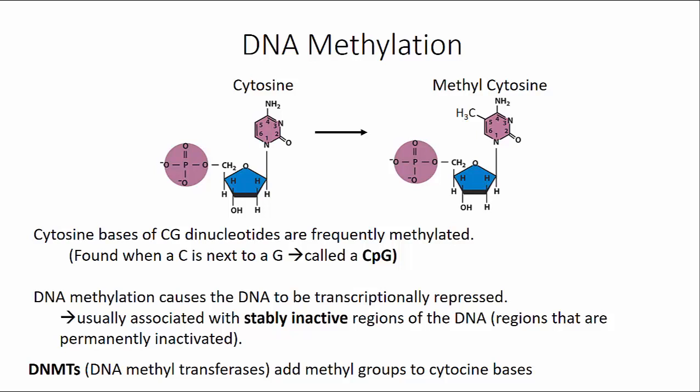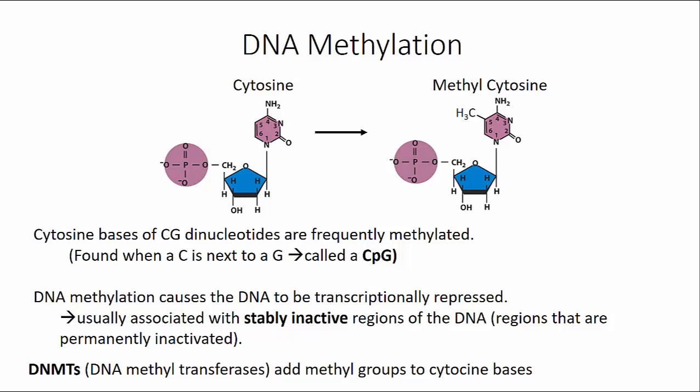So DNA methylation is a pretty strong effect to cause the DNA to be transcriptionally repressed. It makes the region of the chromosome more heterochromatic, more tightly wrapped in their nucleosomes, and this type of modification is mostly associated with very stably inactivated regions of the DNA. So these would be regions of the DNA that the cell usually does not anticipate using again in its lifetime.